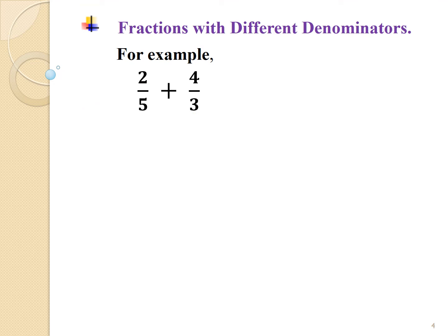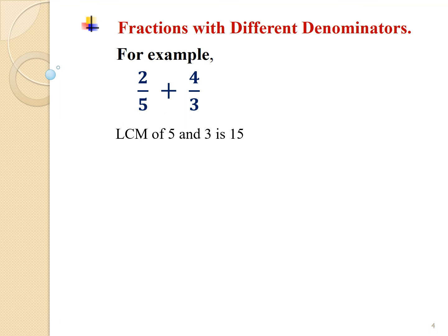Now, case 2. Fractions with different denominators. For example, 2 upon 5 plus 4 upon 3. Students, look at the denominators. Denominators are not same. So, we have to find the LCM of the given denominators 5 and 3. Thus, LCM of 5 and 3 is 15.